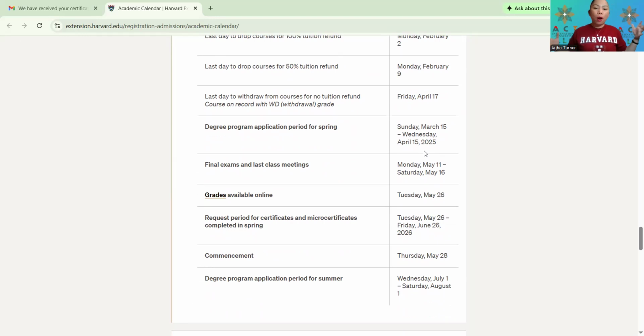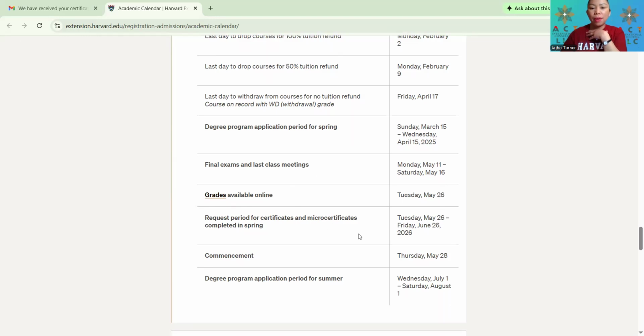The degree program application period for spring is from March 15 to April 15. So this is a one month window wherein, if you wanted to apply for the masteral program, you can submit everything that has been required for your specific program. Final exams and last class meetings would be on May 11th to May 16th for this spring course, and our grades will be made available in May 2026.